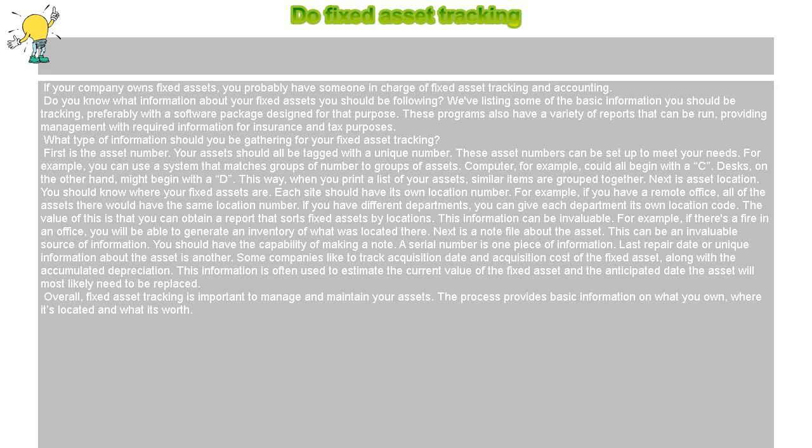Next is asset location. You should know where your fixed assets are. Each site should have its own location number. For example, if you have a remote office, all of the assets there would have the same location number. If you have different departments, you can give each department its own location code.